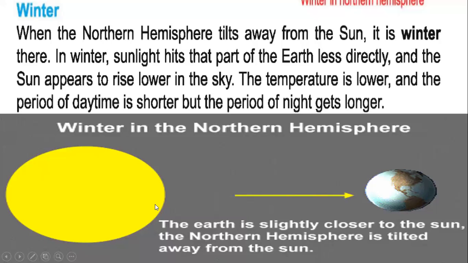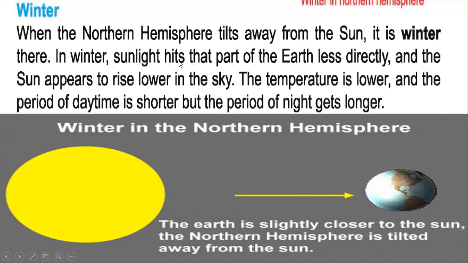Have a look at what happens during the winter. The northern hemisphere is tilted away from the Sun, as it is going away from the Sun. So what will happen? The temperature will reduce. That is why the winter season occurs. When the northern hemisphere tilts away from the Sun, it is winter there.